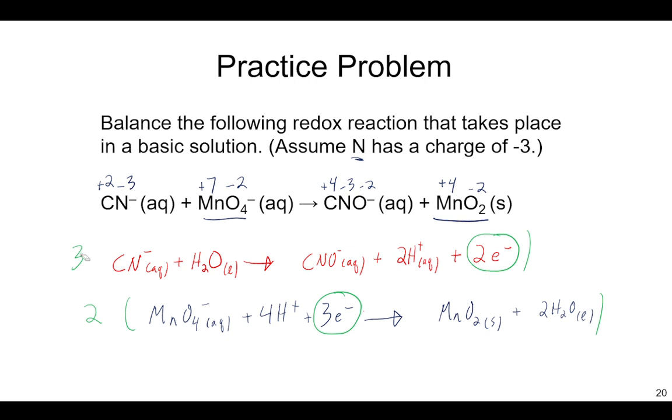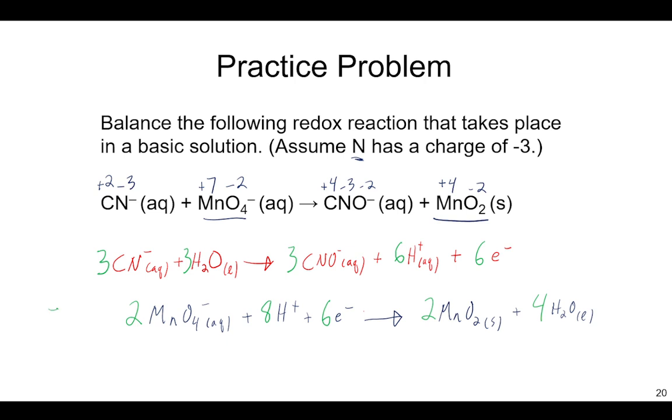So I go through and multiply everything in the top reaction by 3, so there's now 3 CNs, 3 waters, 3 CNOs, 3 times 2, 6 hydrogens, or protons I should say, and 6 electrons. I'm going through and multiplying the second reaction by 2, so there's now 2 MnO4s, 2 times 4 is 8 hydrogens, 2 times 3 is 6 electrons, 2 MnO2s, and 2 times 2 is 4 waters. And now I can add the two reactions together because my 6 electrons will cancel.